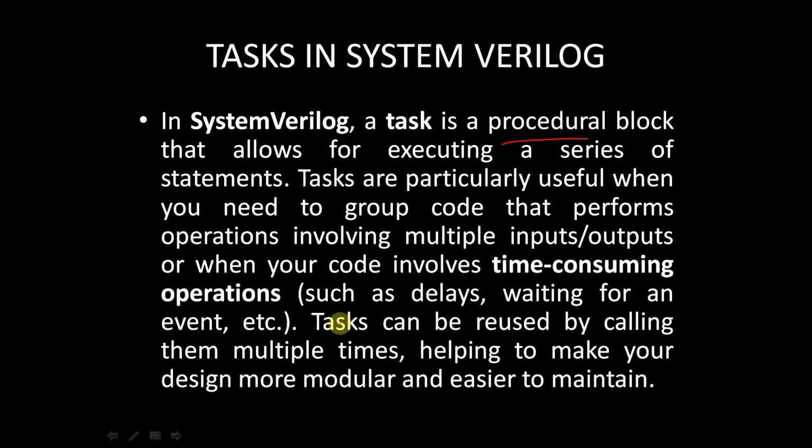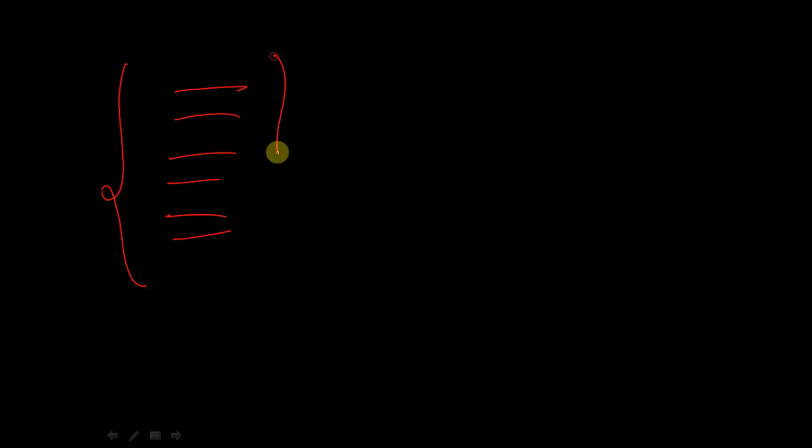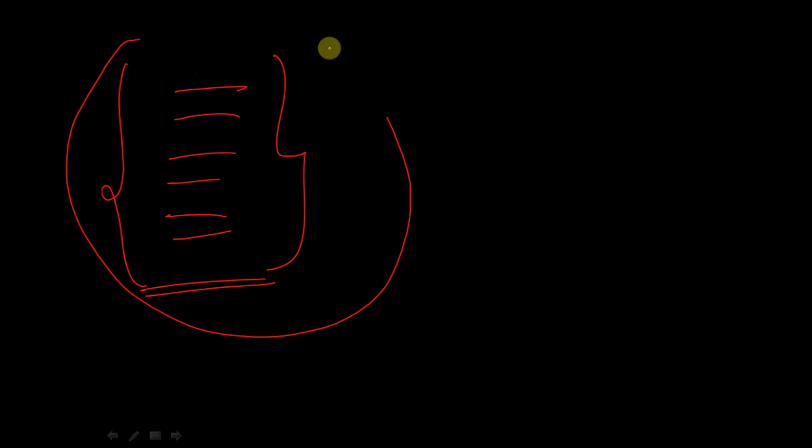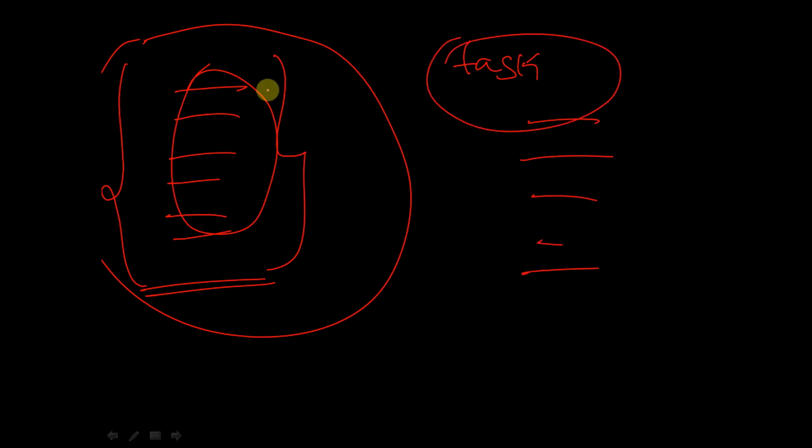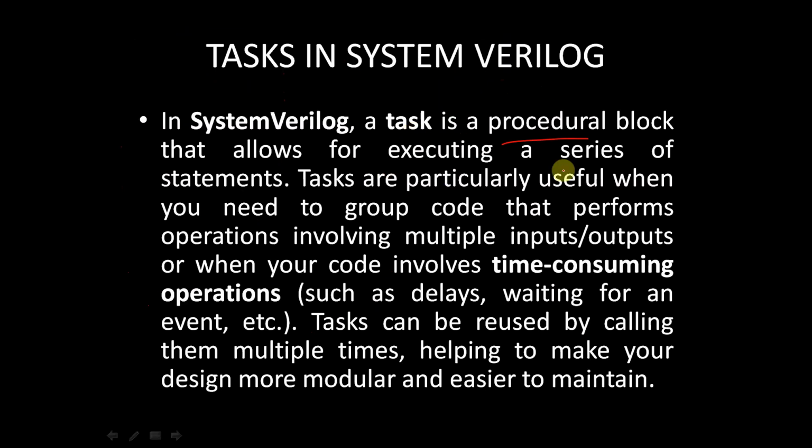Tasks can be reused by calling them multiple times, helping to make your design more modular and easier to maintain. For example, if you want to execute a series of statements multiple times, instead of writing them multiple times, you can declare a task, write all the statements inside this task, and call this task whenever or wherever you need these statements to be executed. So you can call this task multiple times. This is the basic use case of the task.